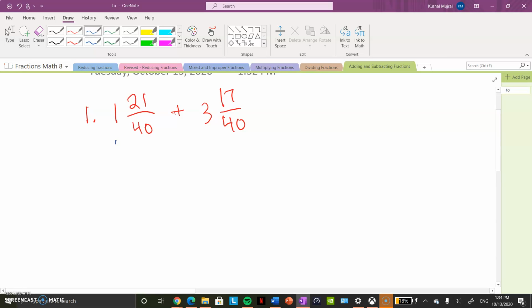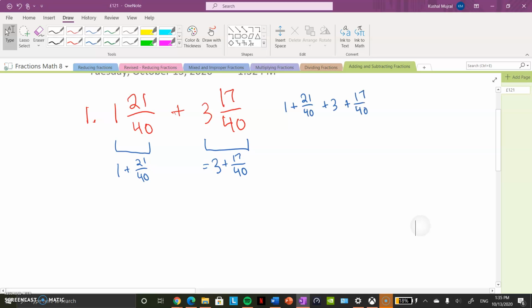So 1 and 21 over 40 means 1 plus 21 over 40. 3 and 17 over 40 means 3 plus 17 over 40, right? So if we were to add this all together, this would be 1 plus 21 over 40 plus 3 plus 17 over 40. Now, it's easier to add these whole numbers and these fractions, right?